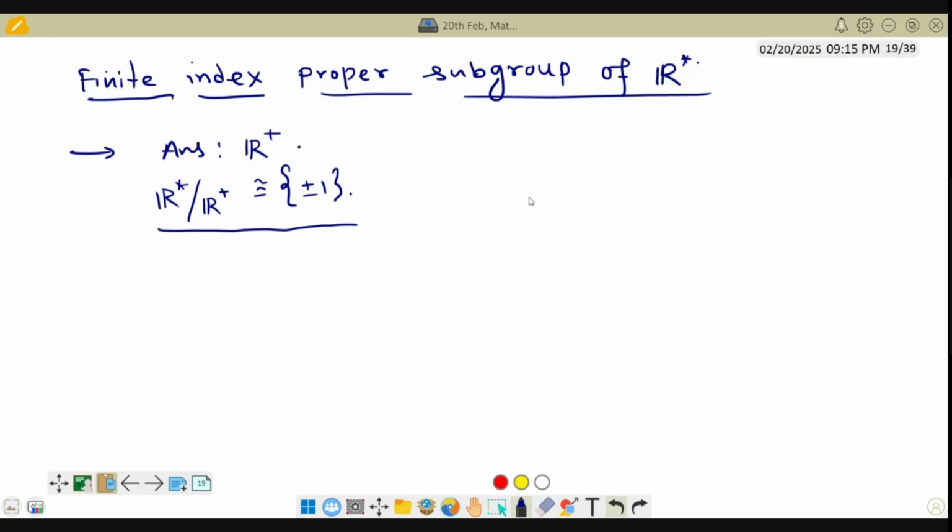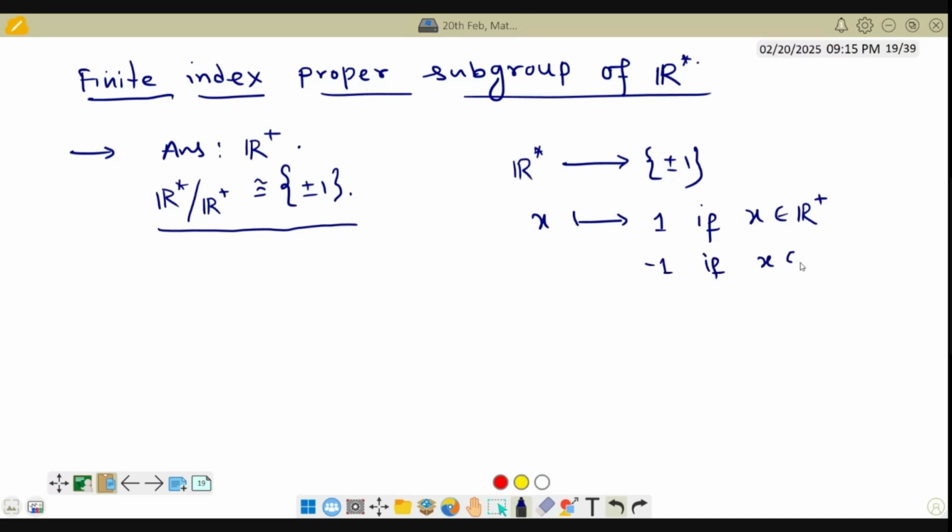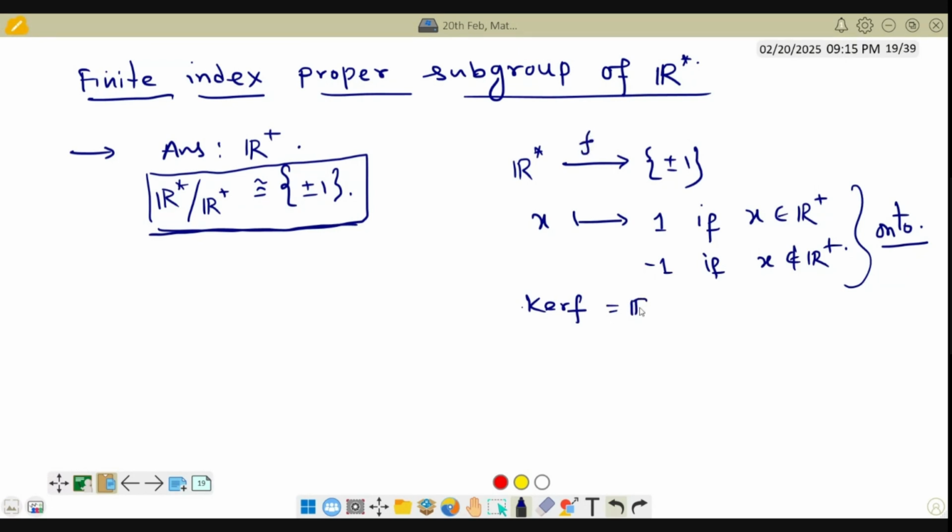We can give a homomorphism from R star to plus minus 1. Positive reals go to plus 1, and negative real numbers go to minus 1. So you want the kernel to be R plus. So x goes to 1 if x is in R plus, and it goes to minus 1 if x doesn't belong to R plus. And clearly this is an onto group homomorphism. So from this you can conclude this, and the kernel of F, let's call it F, is R plus.